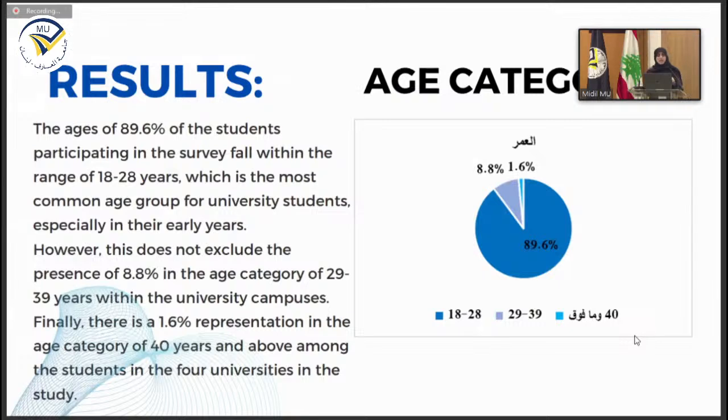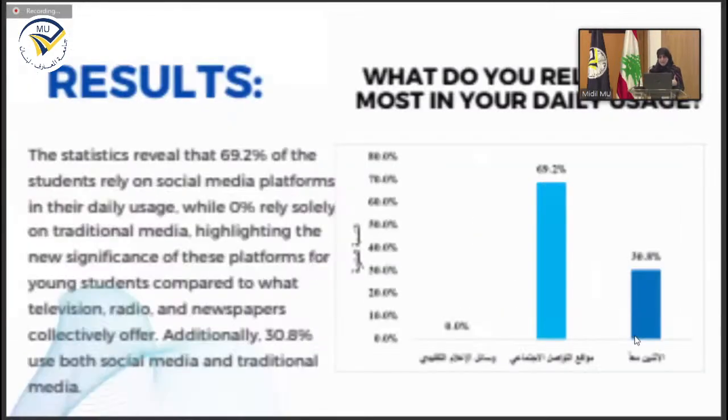According to the ages, 89.9% of students participating in the survey fall within the range of 18 to 28 years, which is the most common age in the university campuses, especially in the first years. However, this doesn't exclude the presence of 8.8% in the age category 29 to 39 and 1.6% representation for those who are 40 years old and above.